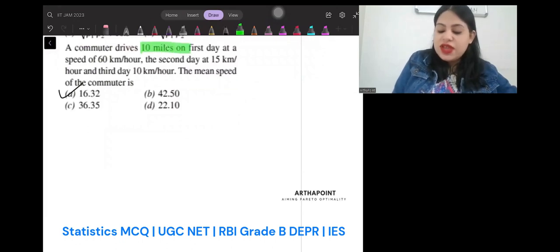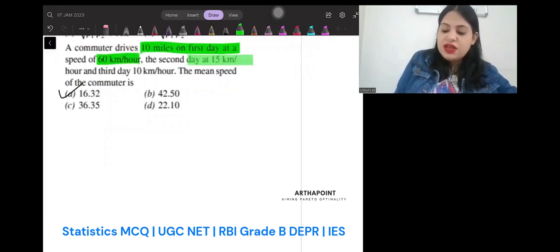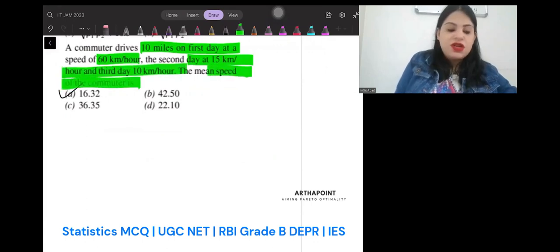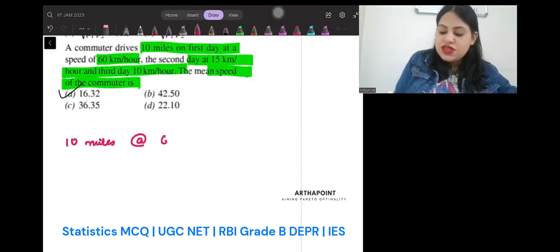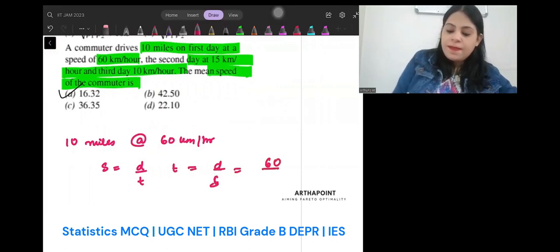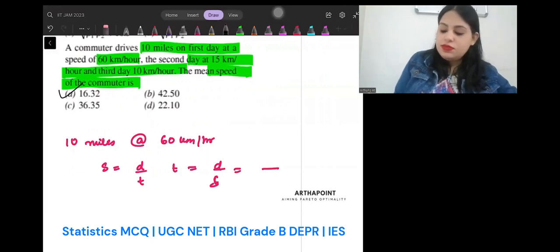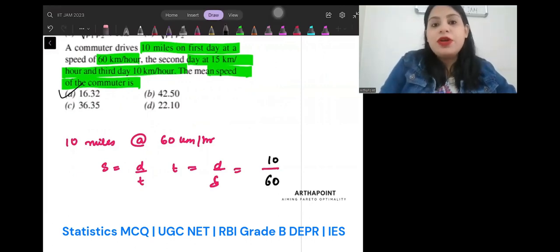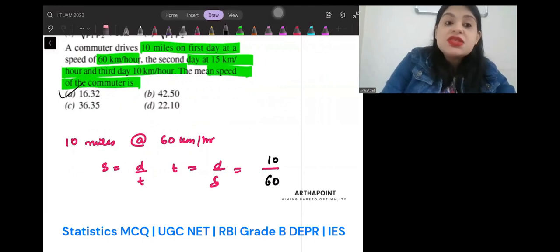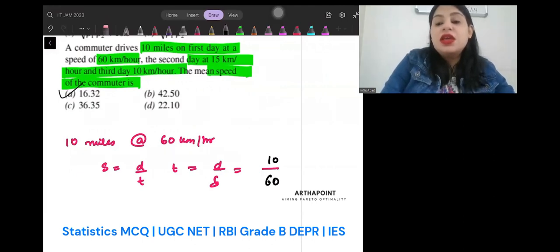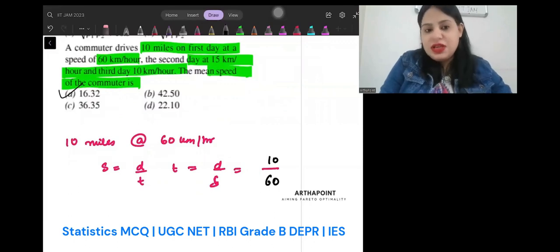A commuter drives 10 miles on first day at speed of 60, second day 15, third day 10. The mean speed of the commuter is. Okay, so beta 10 miles at the rate of 60 kilometer per hour. So we know that speed is distance by time. So time क्या हो जाएगा? Distance by speed. So it will be 10 by 60. अब एक बात यहाँ पे important है. You are given distance in terms of miles. So you must convert miles in kilometer. क्योंकि नीचे किलोमीटर दिया हुआ है, right?